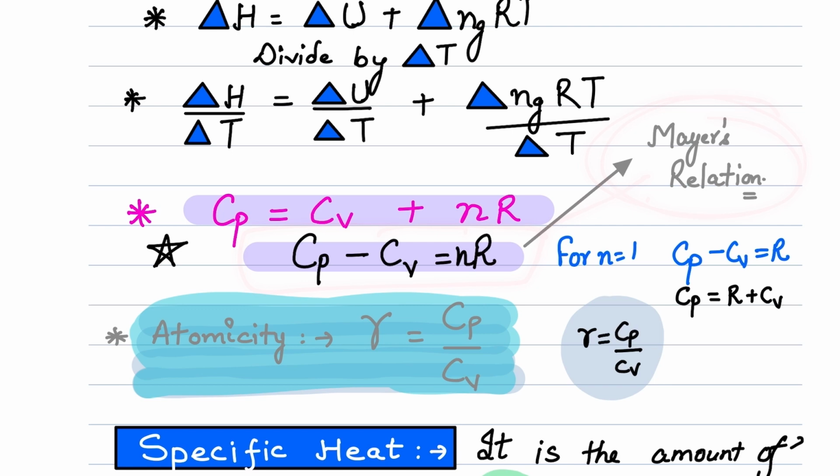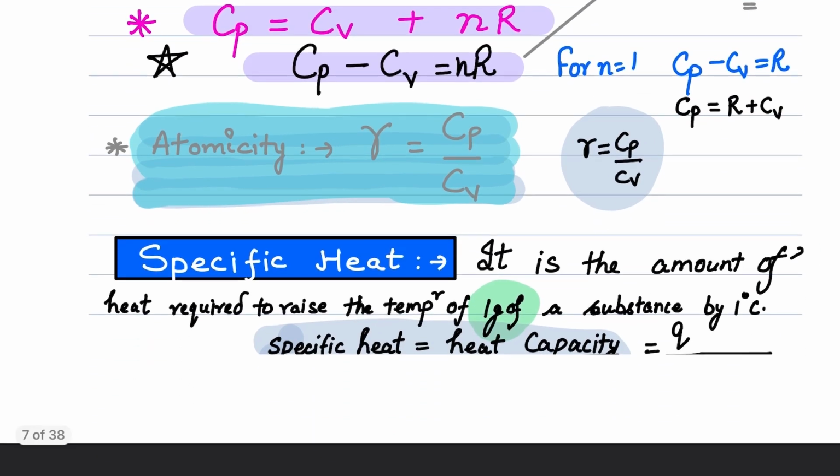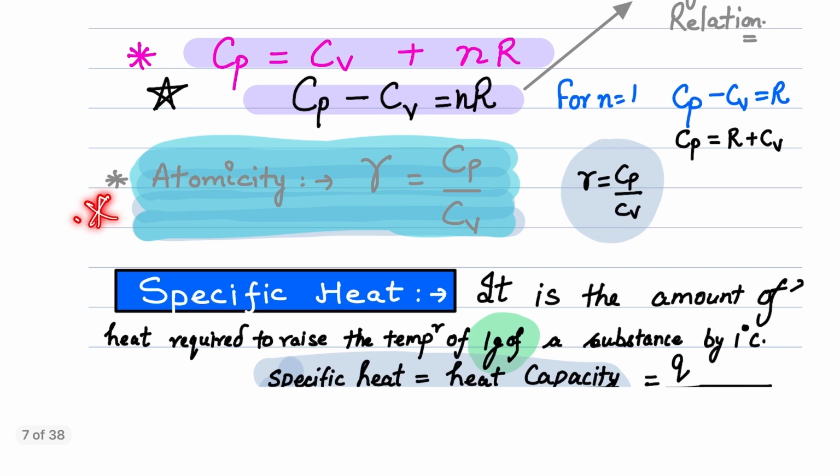This relation is termed as Mayer's relation. If the number of moles n is equal to 1, then Cp minus Cv is equal to R. We can say that Cp is greater than Cv. Next important term is atomicity, that is represented by gamma. It is equal to Cp by Cv. So, atomicity gamma is equal to Cp divided by Cv.